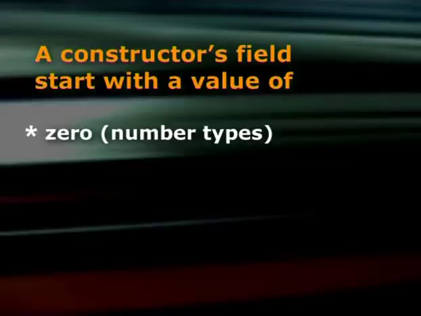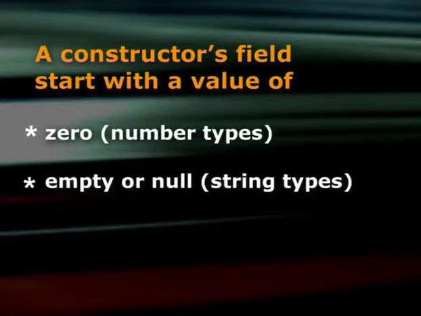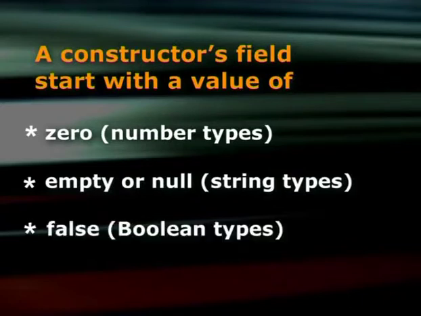A constructor always clears the storage fields in a new object by default. That means all fields start with a value of 0 for number data types, empty or null for string types, or false for Boolean types. So there is no need to give instructions to initialize fields in a constructor, except if you want them to have a particular value.